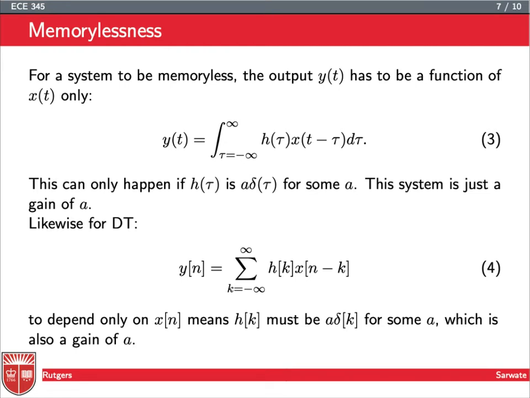Okay, what about memorylessness? That was a very special case where the system is both causal and anti-causal, in which case you've cut out t greater than 0 and t less than 0, or n greater than 0 and n less than 0, so the only thing left is that you have something at 0. So for CT systems, the output y of t has to be a function of x of t only, and the only way that you can have that is that h of tau is just the delta function with some gain a. So this is just a system with a gain of a. This is the only memoryless system.